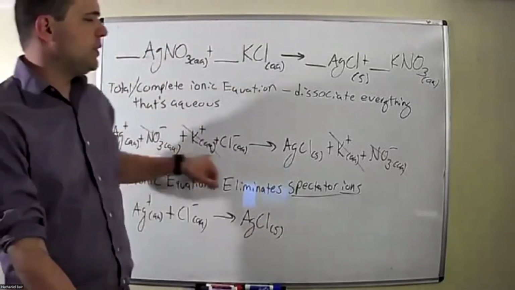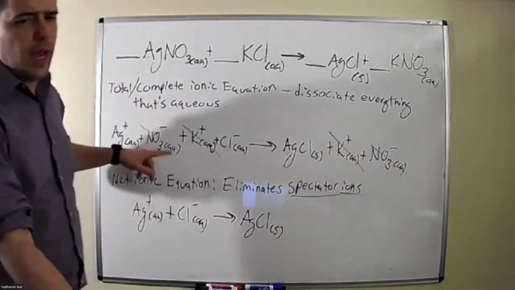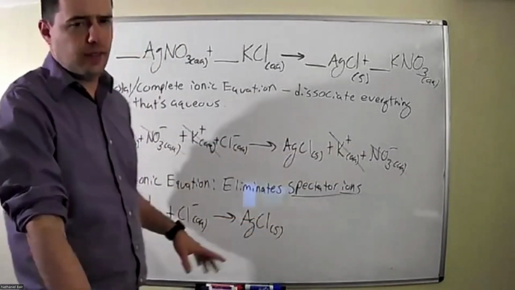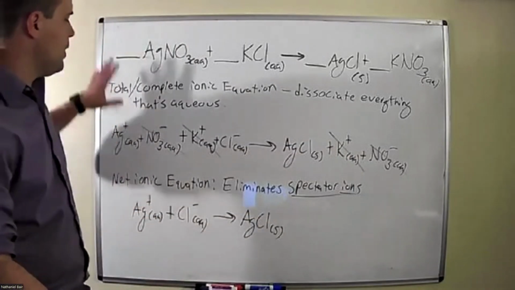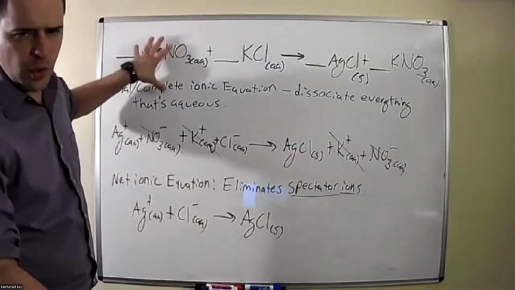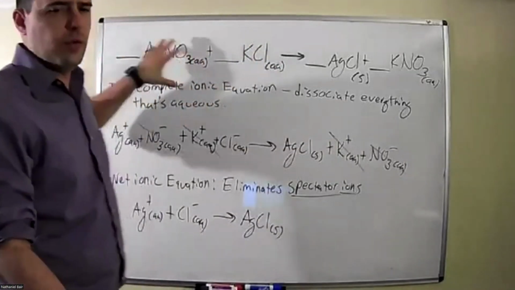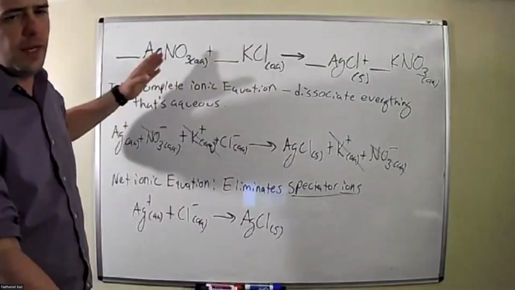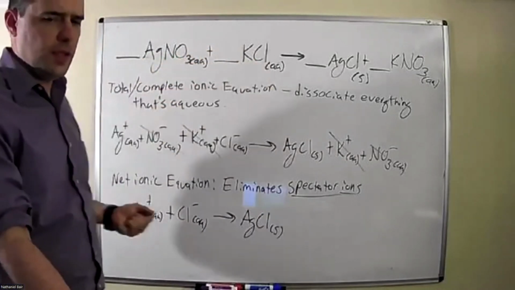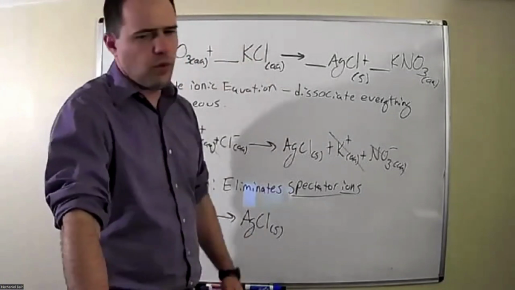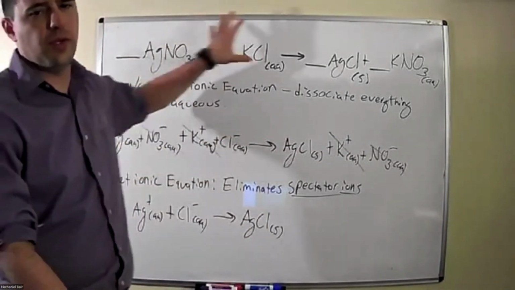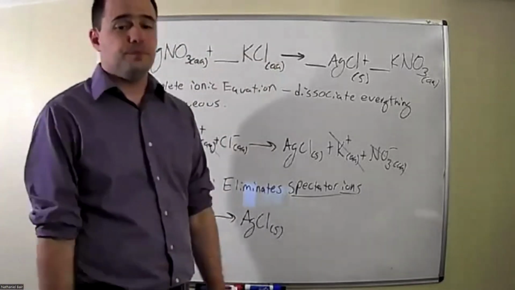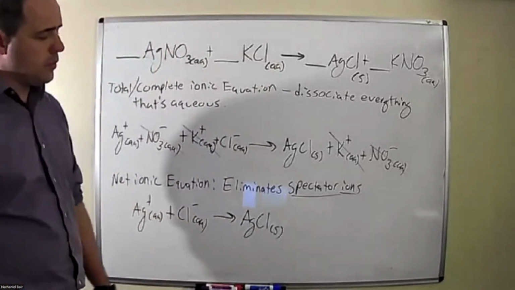The spectator ions, potassium and nitrate, were aqueous on both sides. They had nothing to do with making my solid. I could have used some other soluble silver salt and some other chloride. Like I could have used silver acetate. I could have used sodium chloride, right? The nitrate and the potassium had nothing to do with making my silver chloride. They were just paired up with the silver and the chloride initially, and they never come together. So that's my net ionic equation.